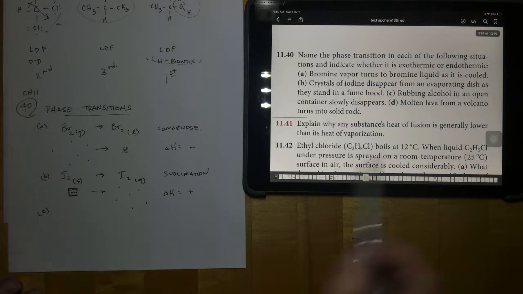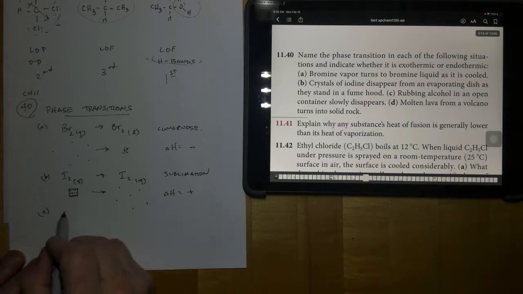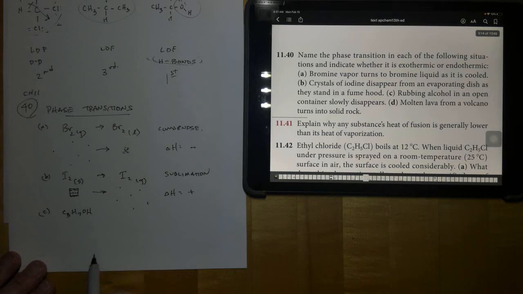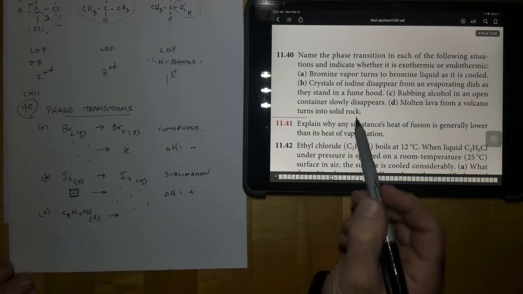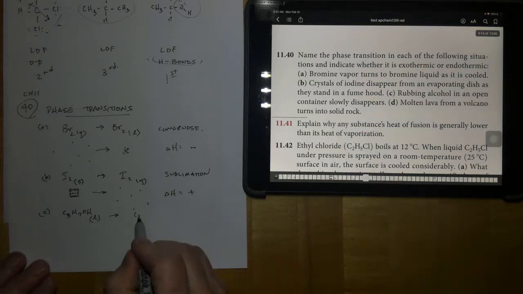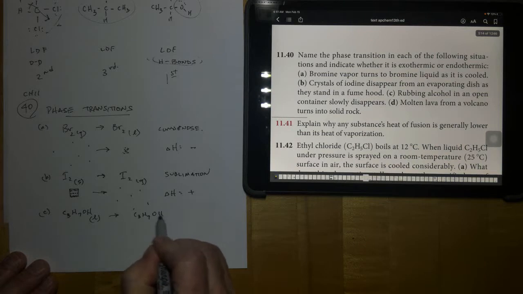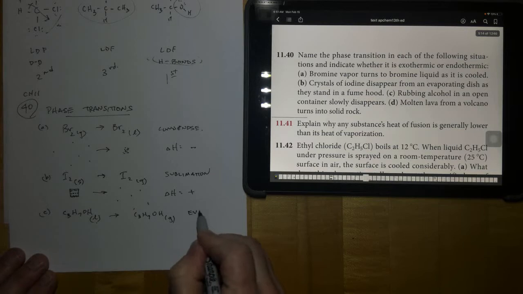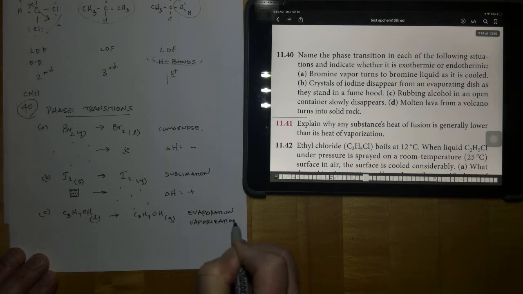Then in letter C, we have rubbing alcohol. So alcohol, let's see, that's C3H7OH. And then that would be in the liquid form, because that's what rubbing alcohol is at room temperature. And then it would evaporate or slowly disappear and become C3H7OH gas. And so liquid to gas is evaporation or vaporization. That's another word for it.